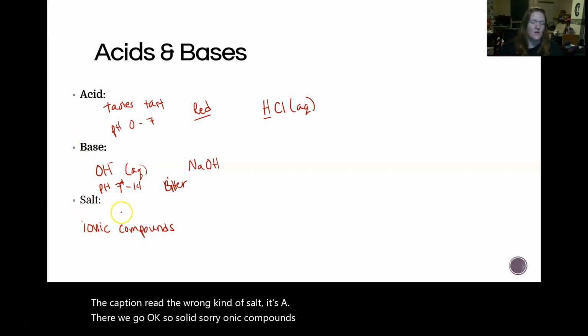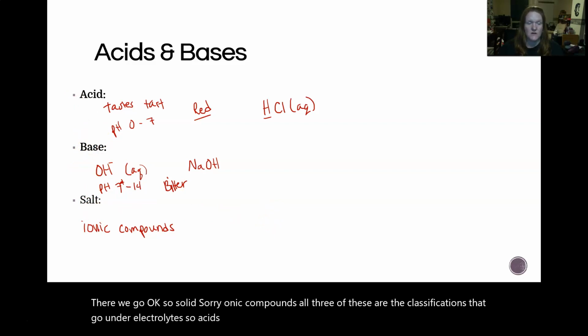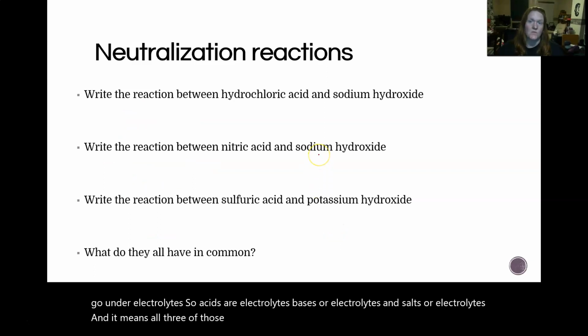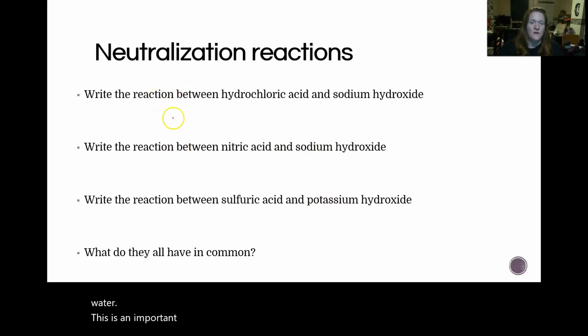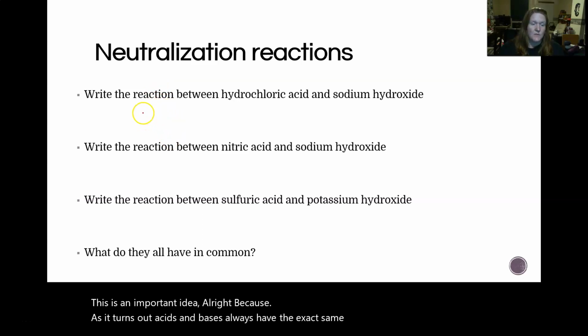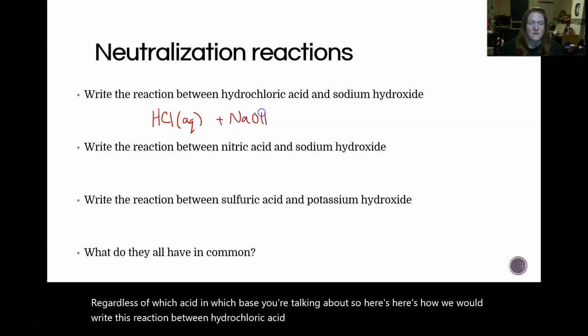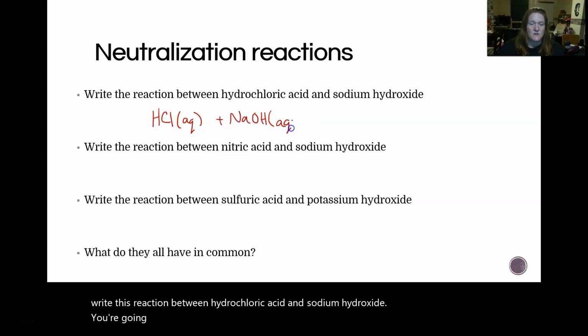All three of these are the classifications that go under electrolytes. So acids are electrolytes, bases are electrolytes, and salts are electrolytes. And it means all three of those classifications of compounds form ions when you put them in water. This is an important idea, all right, because as it turns out, acids and bases always have the exact same reaction, regardless of which acid and which base you're talking about. So here's how we would write this reaction between hydrochloric acid and sodium hydroxide. You're going to do this reaction in experiment 5, so it's kind of an important one.